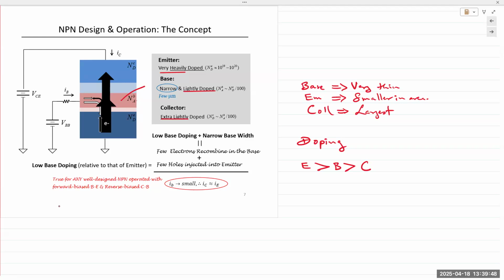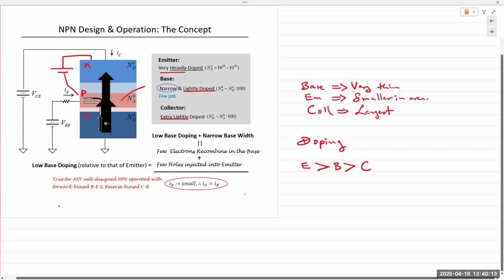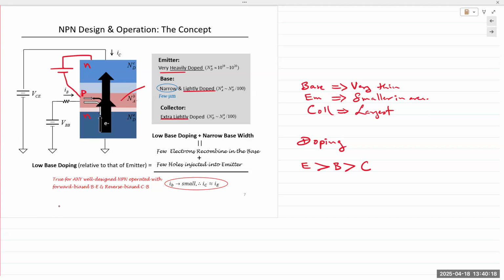Now you reverse bias the collector base junction. If you reverse bias the collector base junction, meaning let's say this is N, this is P, and this is N, here you're applying a positive voltage with reference to the base. Okay, with reference to the base. That's basically the depletion region, so it should come right here. So now you have a large number of electrons in the base with nothing to do.